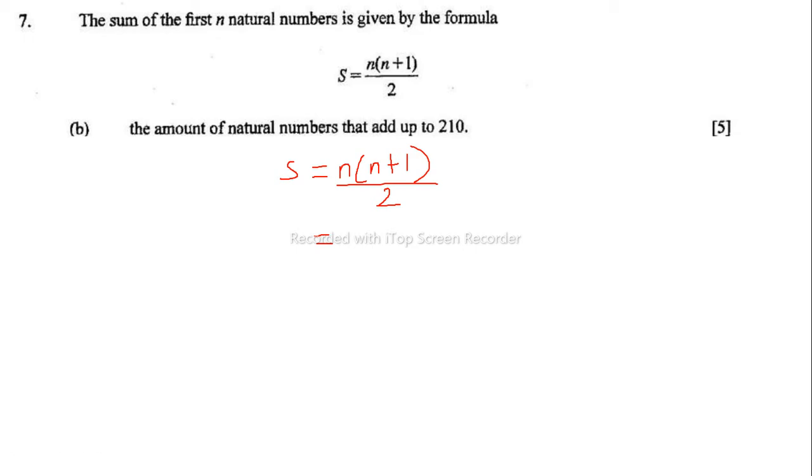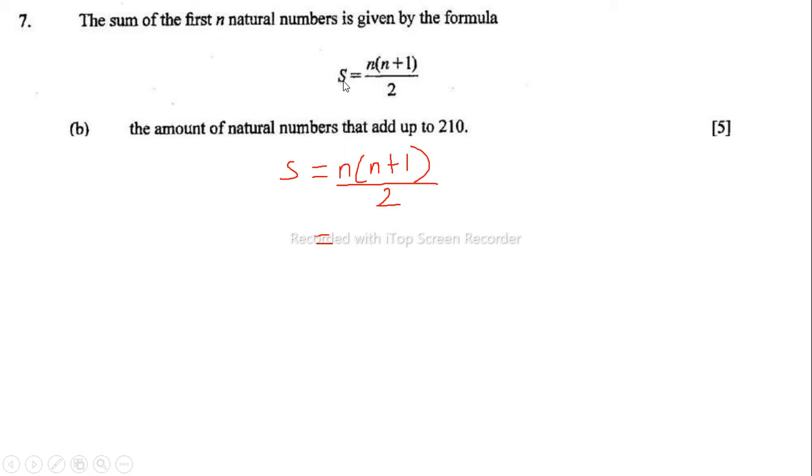So S is going to be the sum when we add up the first n natural numbers. Here, they tell us the sum already, so S is 210. Now we have to find which n, or how many natural numbers we have to add up to get 210.